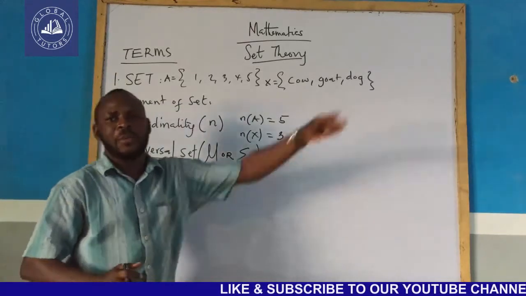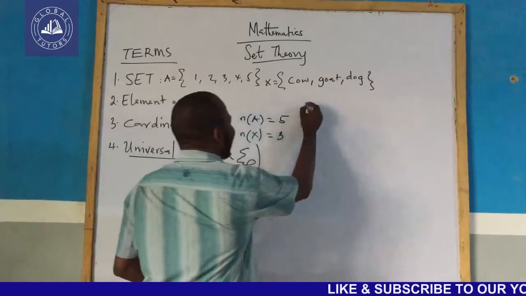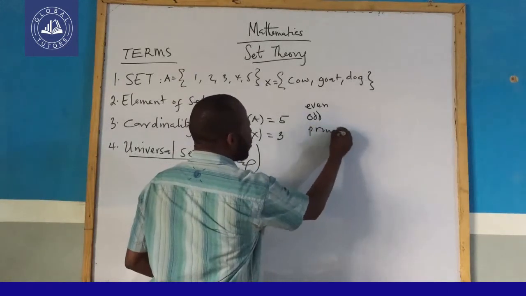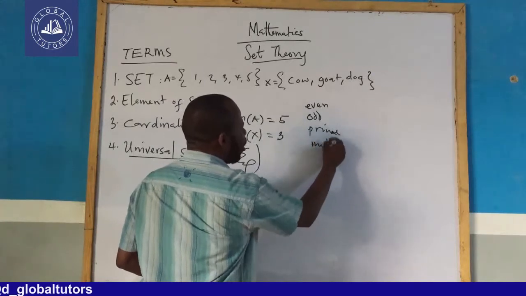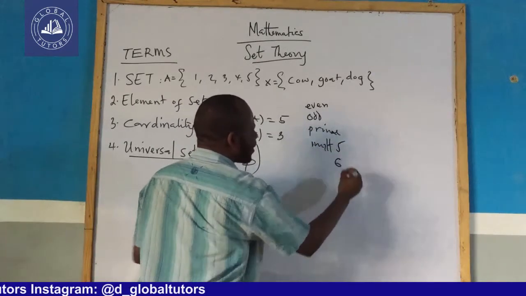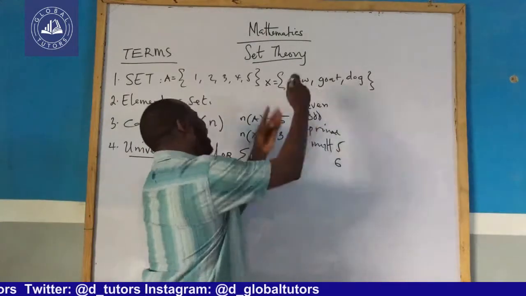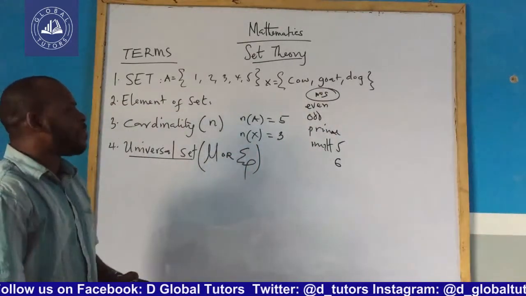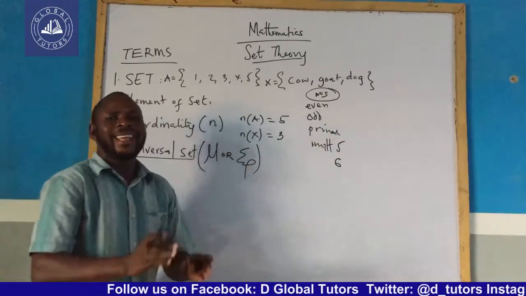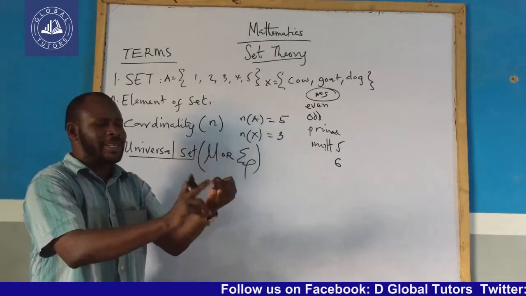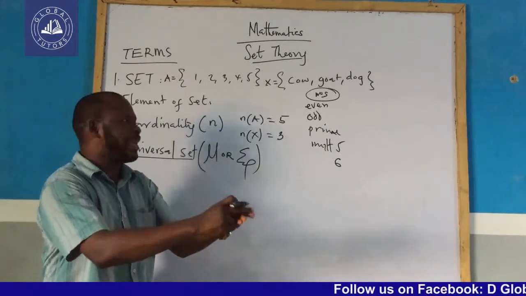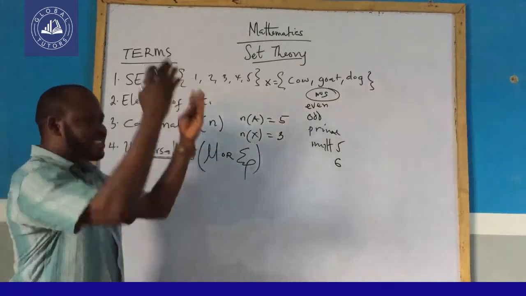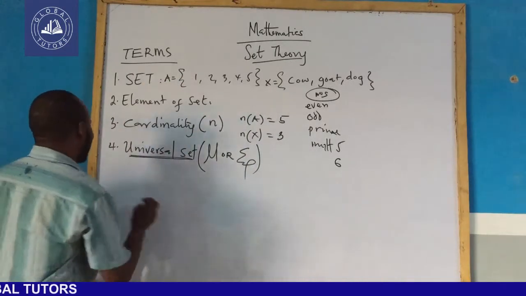For instance, if I have set of numbers, in set of numbers I can have set of even numbers, set of odd numbers, set of prime numbers, set of multiples of 5, set of multiples of 6. All these sets are contained in the set of numbers, so set of numbers becomes a general set. Another example, set of human being. In set of human being, I can have set of boys, set of girls, set of men, set of women. Because this set contains other sets, we call it a universal set. It is a set that contains every other set.